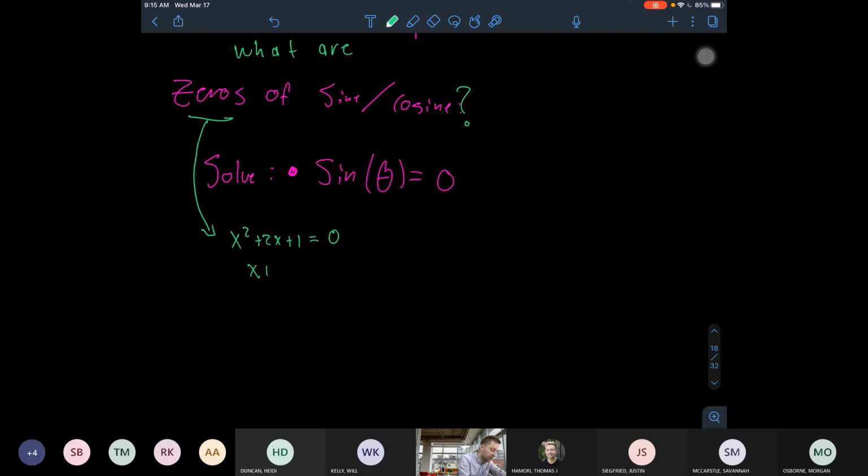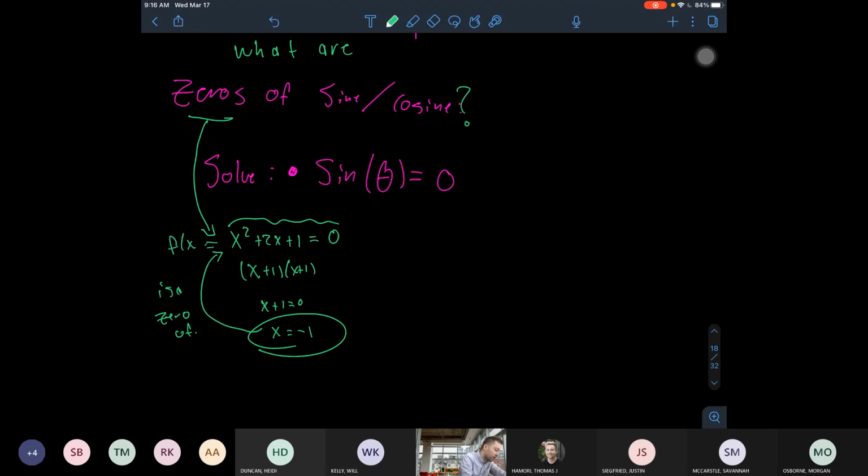So we would factor this, we'd get x plus 1 times x plus 1. Then we would solve x plus 1 equals 0, and therefore x equals negative 1. So x equals negative 1 is a zero of the equation x squared plus 2x plus 1 equals 0, or of the function f of x equals x squared plus 2x plus 1. This is the nomenclature, how we talk about zeros.